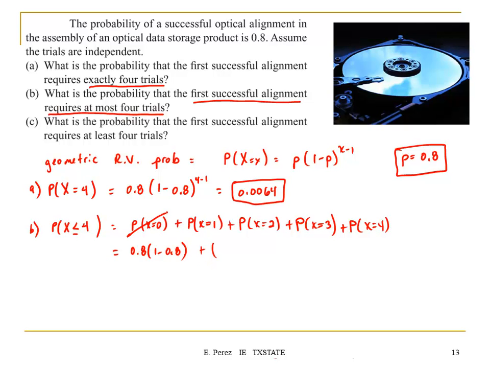Yeah, you don't need 0, yes, because you need at least one trial to get a first success. That's correct. So this will be 0.8 times (1 minus 0.8) to the power of 0, then to the power of 1, and so on, until you get to 0.8 times (1 minus 0.8) to the power of 3, and that is equal to 0.9984.